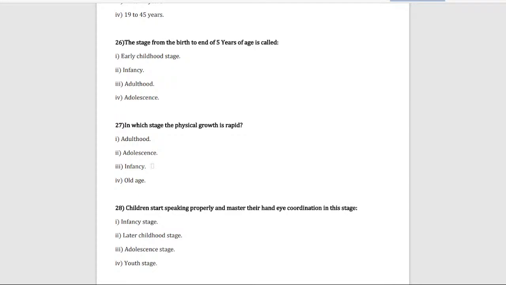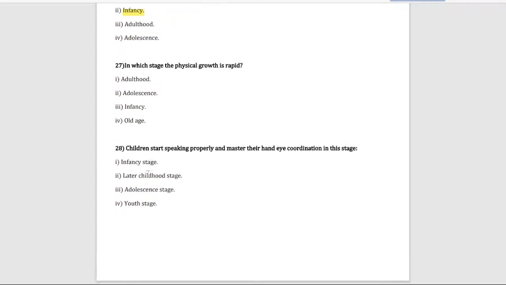Question number 26. The stage from the birth to the end of 5 years of age is called as dash. First, early childhood stage. Second, infancy. Third, adulthood. Fourth, adolescence. And the correct answer for this question, which is quite predictable, is infancy. So the stage from the birth to the end of 5 years of age is called as infancy.